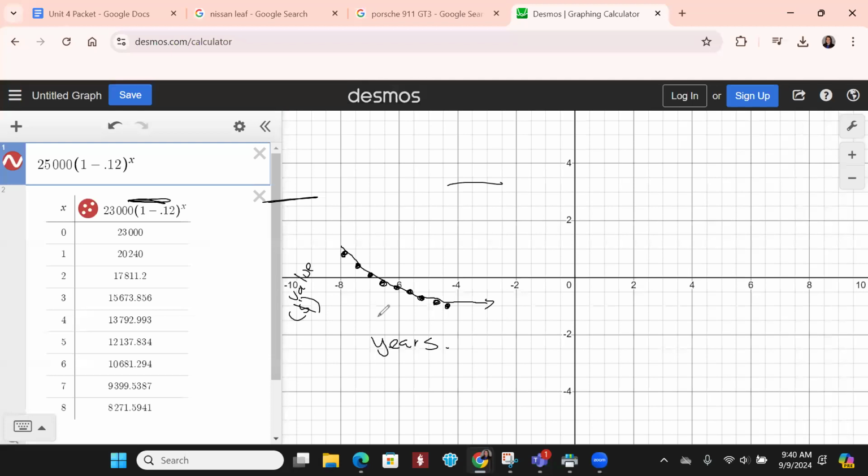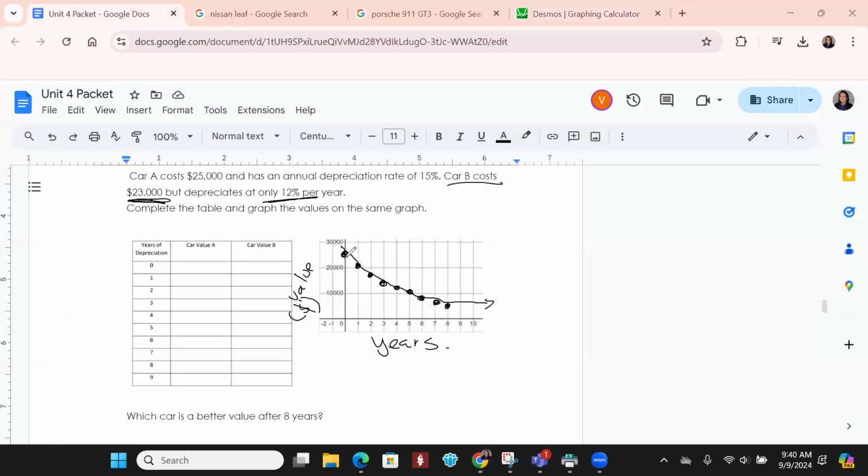So for B, we got 23,000 and then 20,000 and then 17,000. There's going to be a little bit of an overlap. 15,000 and then 13,000, 11,000, 10,000, 9,000, and then 7,000. And we connect. Boom. And again, you want to probably label them just in case.